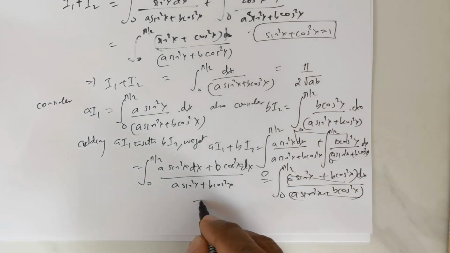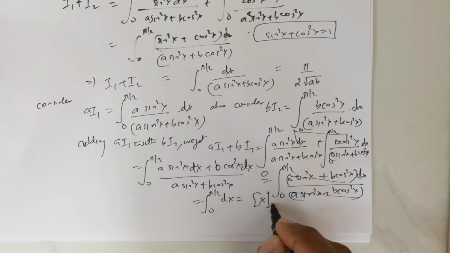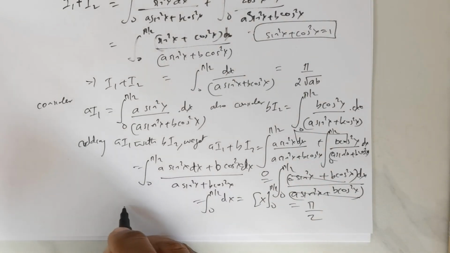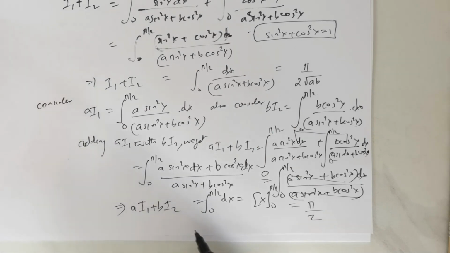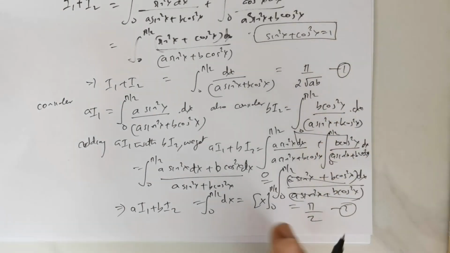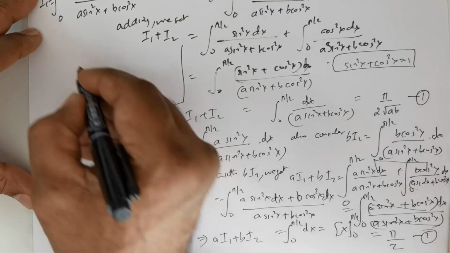This and this can be cancelled, giving me the integral from 0 to pi over 2 of dx, which is nothing but x with limits 0 to pi over 2, which is nothing but pi over 2. But what is this? This is nothing but a times I1 plus b times I2. This is the value. So I'm going to take this as 1, I'm going to take this as 2, I'm going to utilize this part of the space.